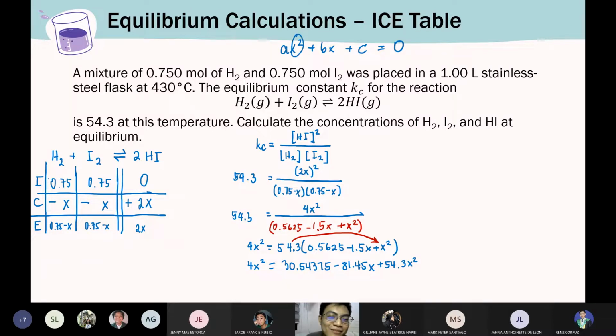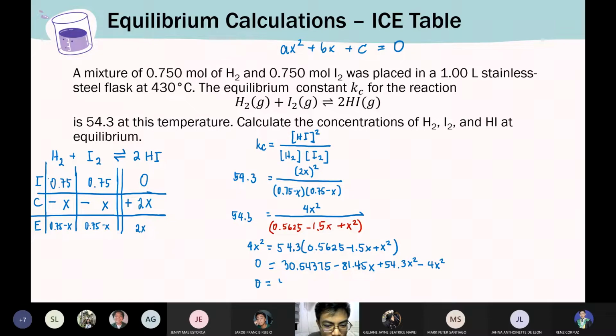Ayan, unahin yung mga may degree. Yung mga walang degree, ihuli mo na. Okay? So, you arrange everything muna. Evacuate mo doon. Transpose mo doon. So, as you transpose it, it becomes negative, no? Okay. So, now, negative 4x squared. And then, arrange them from highest degree to lowest degree. Okay?